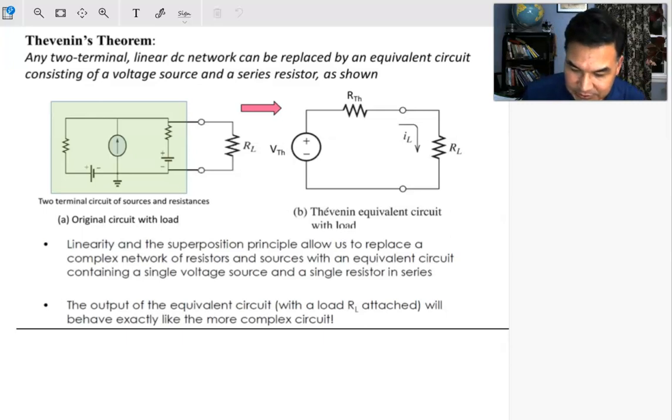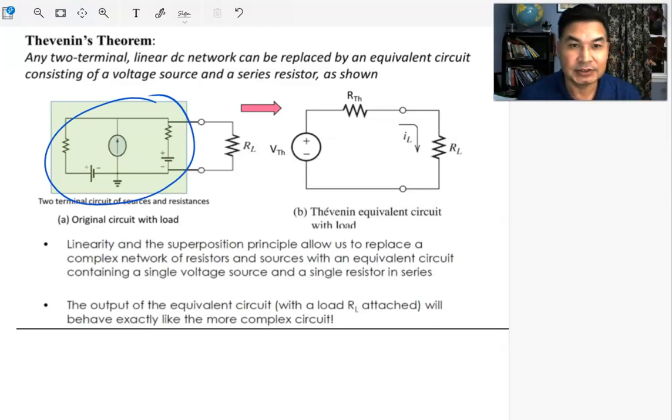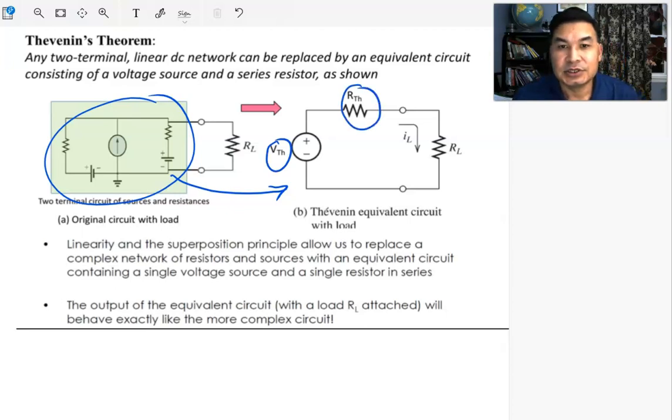For example, you can have any complex circuit like this. Just imagine this is a black box, right? Any black box consisting of a complex network of resistors and many power sources, both current and voltage sources. Thevenin's theorem simply says this complex circuit can be replaced by a single equivalent voltage source, called Thevenin's voltage, and a resistance in series with it, called Thevenin's resistance.